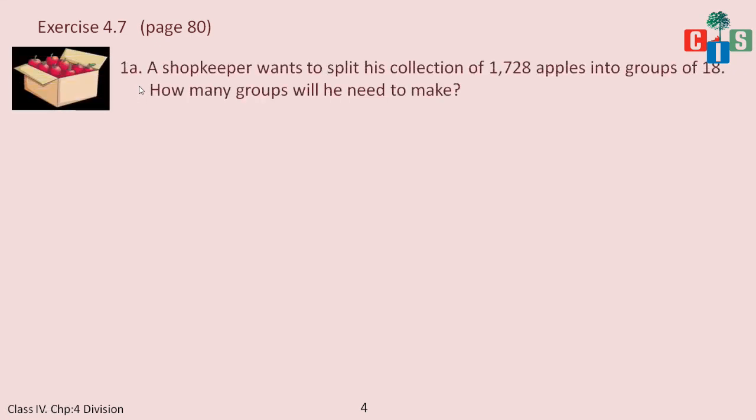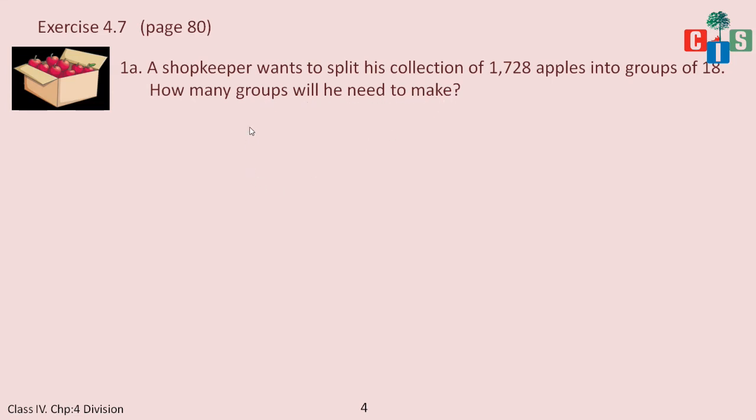Fine. Word problems, which is from exercise 4.7, on page number 80. Okay. And it says that a shopkeeper wants to split his collection of 1728 apples into groups of 18. Okay, so the shopkeeper has this many apples and he wants to put 18 apples in one box, because it is a group of 18. So 18 apples will go in one box. How many groups or such boxes will be needed?